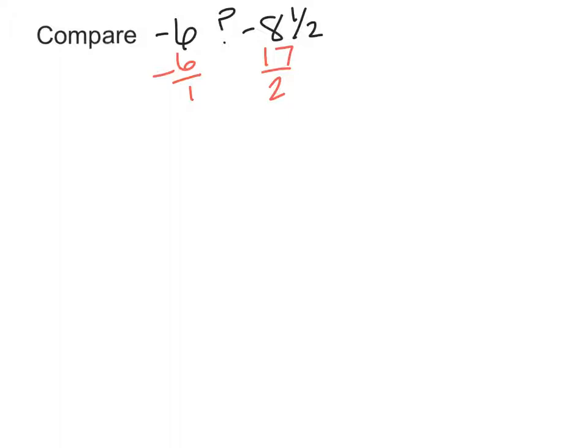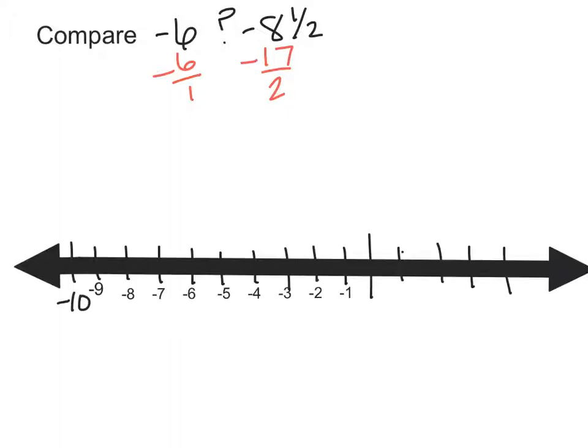So let's compare them using a number line. -8 1/2 is probably about right here. And -6 is right here. Since the number that's further right is -6, we know that -6 is greater than -8 1/2. So -6 is greater than -8 1/2.